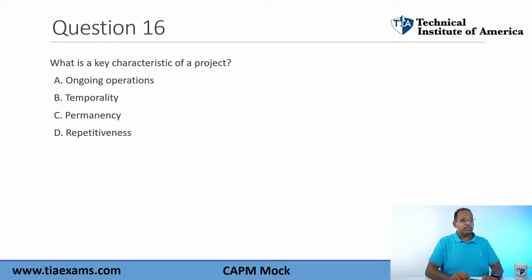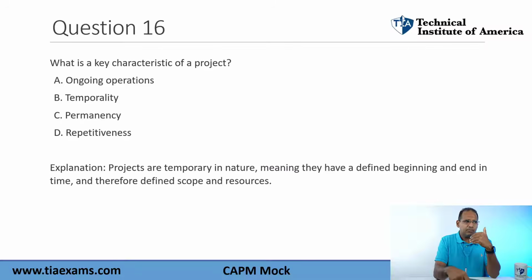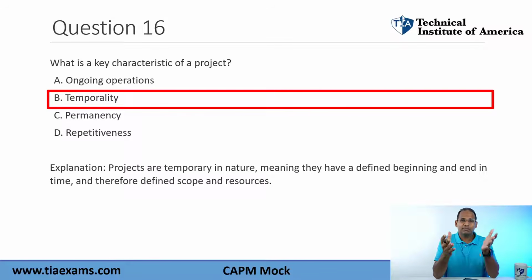Quick question. What is a key characteristic of a project? Ongoing, temporary, permanency, or repetitiveness? So this question, you really have to know there is an objective in the CAPM that says operations versus project management. Keep in mind, project management and projects are temporary in nature. Operations is ongoing, repetitive work, all right? Project management is temporary. The PMBOK definition of a project: a temporary endeavor used to create a unique product, service, or result. Notice the word temporary is in there. So one of the characteristics of a project is temporary.